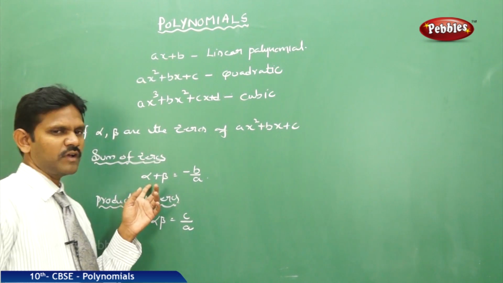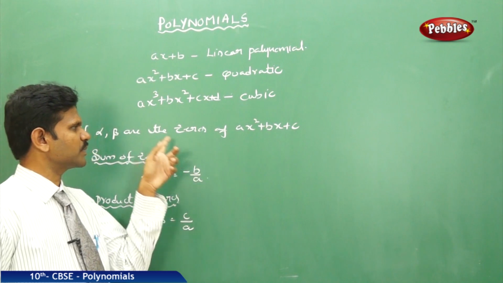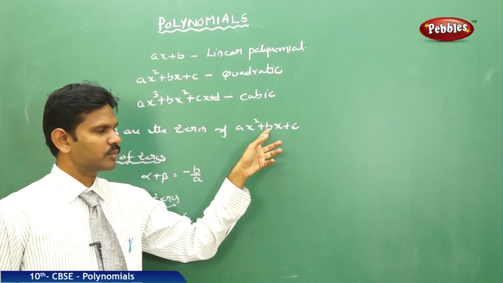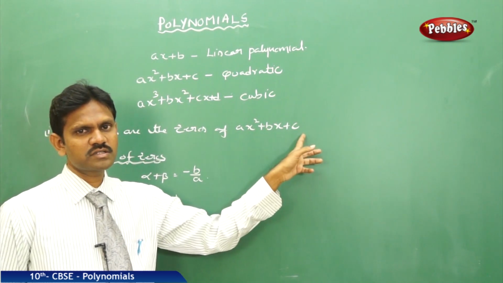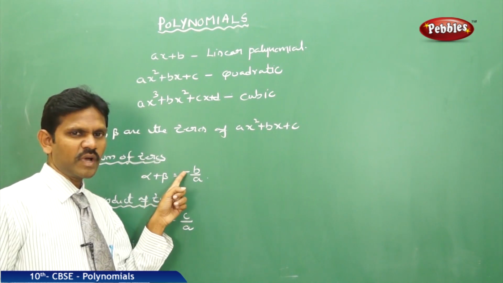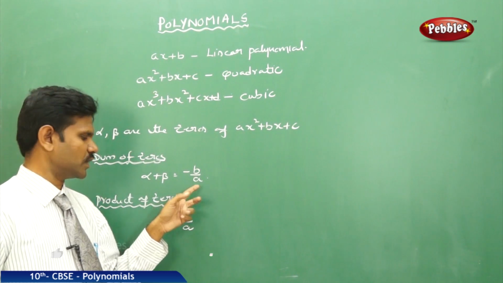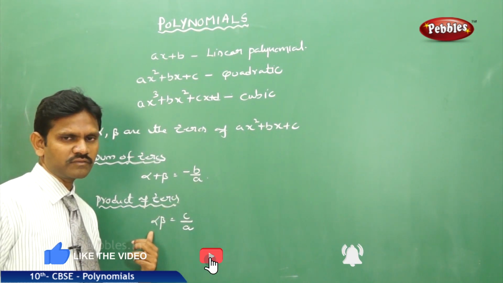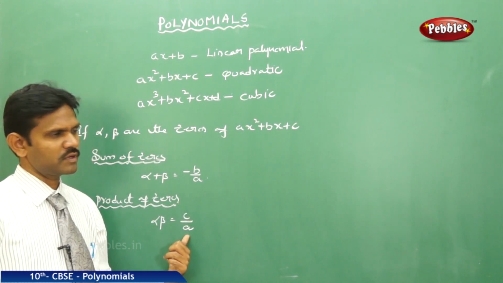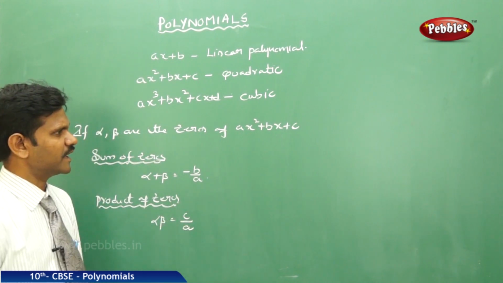That is, alpha plus beta, the sum of the zeros, is nothing but minus b, where in the quadratic polynomial a is the coefficient of x square, b is the coefficient of x, and c is the constant. Therefore, the sum of the zeros is equal to minus coefficient of x by coefficient of x square, and at the same time the product of the zeros is equal to constant by coefficient of x square. Depending on these two formulas, we will do some examples. Let us see that now.